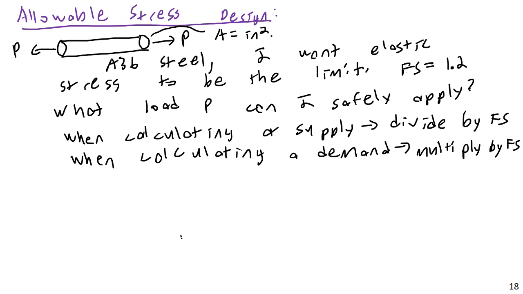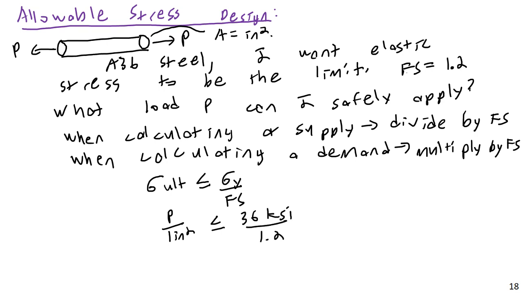So, for example, I could use the expression sigma ultimate here for the maximum ultimate stress on this thing. And I know that sigma ultimate, in this case, would have to be less than or equal to sigma yield divided by the factor of safety. And here, the ultimate stress would be P divided by 1 inch squared. And then this would have to be less than 36 KSI divided by 1.2.